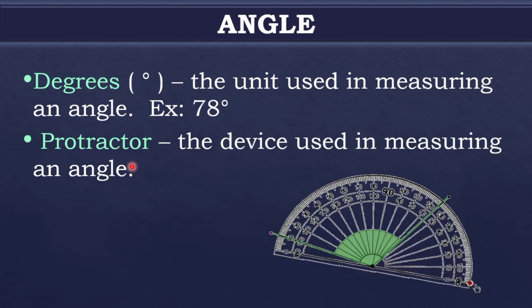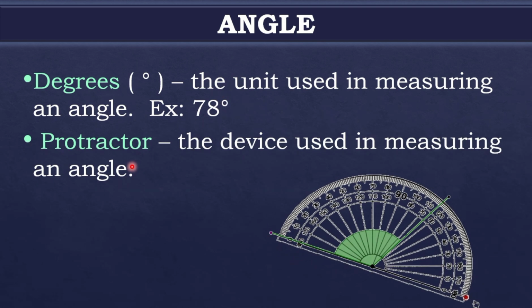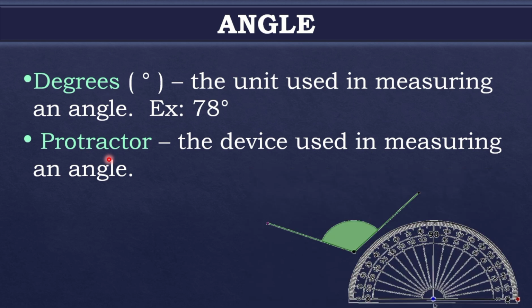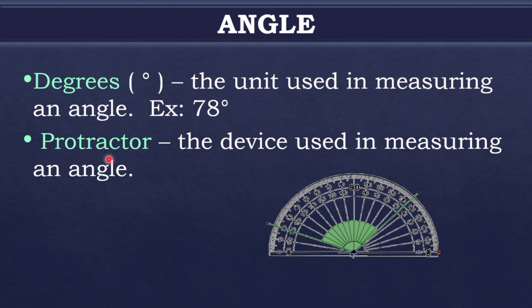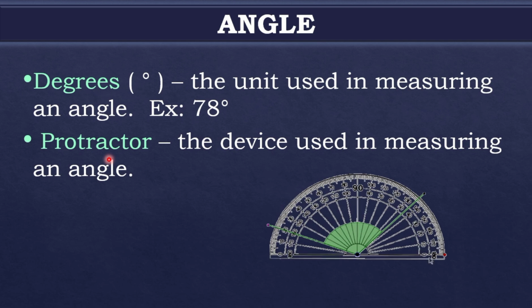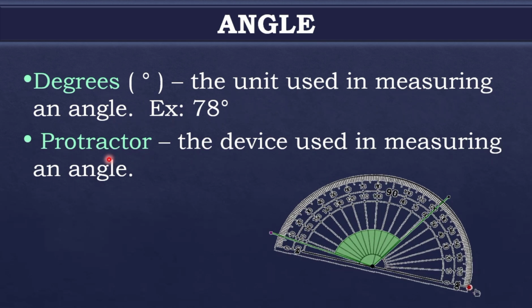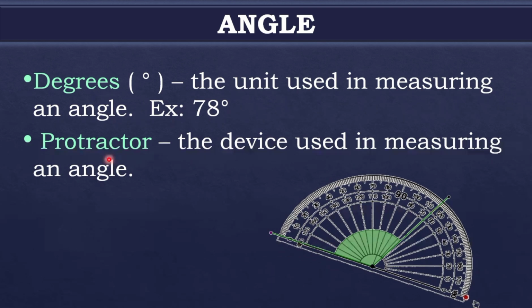So, ang protractor po, ito po ang ginagamit natin for us to find the measure of an angle. Okay? I know you are familiar with this kasi ginagamit na to noon pa. Alam ko elementary, ginagamit na to. So, protractor, ginagamit po natin yan kapag ang kukunin nating measure ay measure po ng angle.